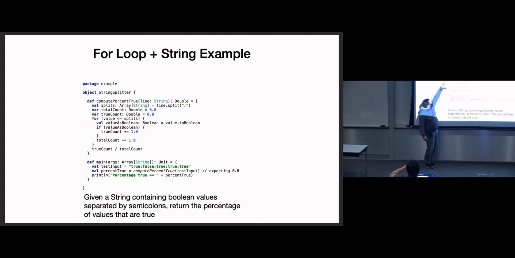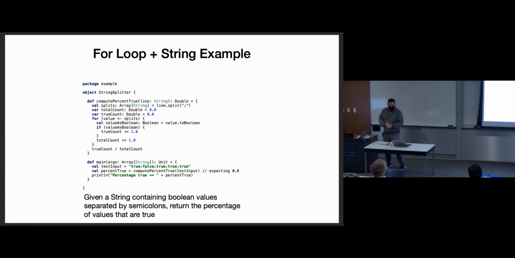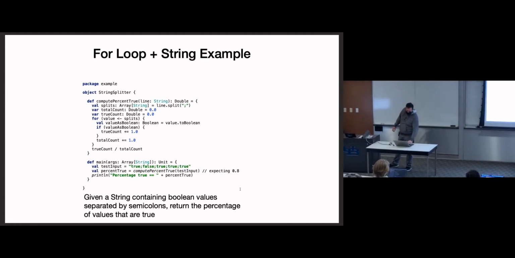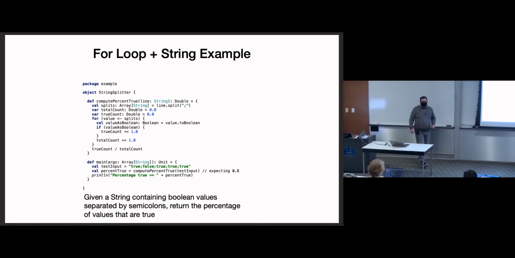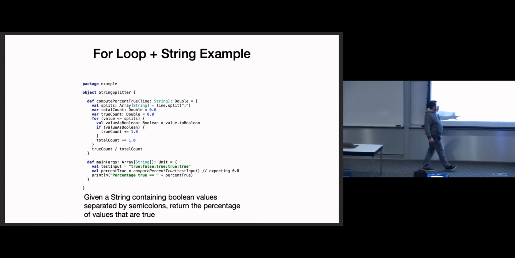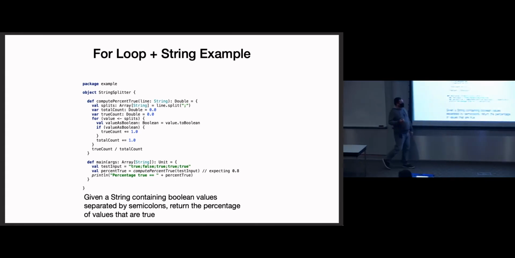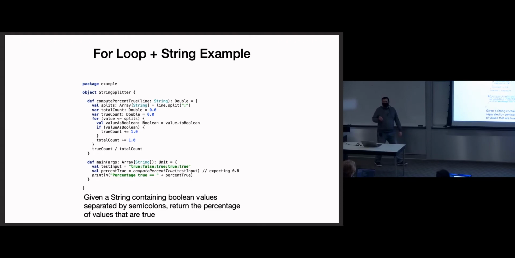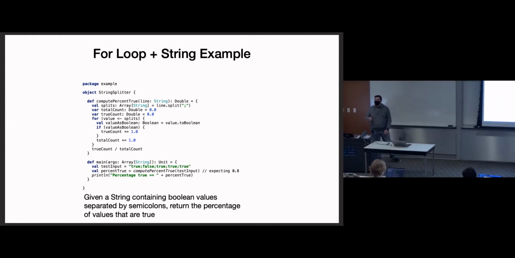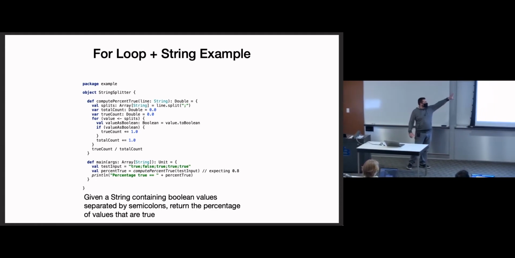We have a method that's going to take in a string, which will be a string of Boolean values, or not necessarily Boolean values, but just true or false, separated by semicolons. And what I want to return is the percentage of those values that are true. So in this input, true, false, true, true, true, 80% of the values are true. So I expect compute percent true to return 0.8. So that's the behavior we want. I claim that this method does exactly that.